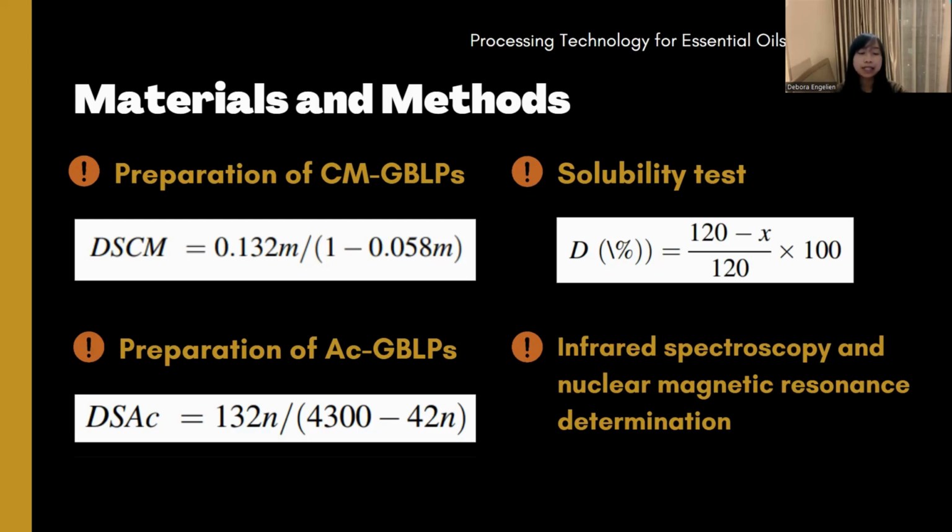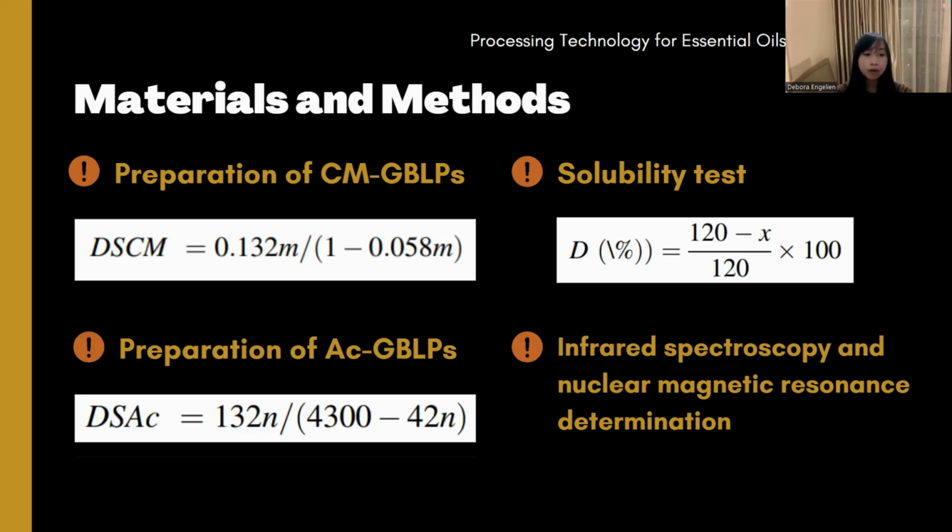But for the preparation of AC-GBLPS, or acetylation, it was referred to the method of C et al. In this part, 1 gram of GBLPS was dissolved in 25 milliliters of distilled water, and its pH value was adjusted to 9 with sodium hydroxide, 10 mole per liter solution. And the next 10 milliliters of acetic anhydride was slowly added to the above solution, and the pH value was adjusted with sodium hydroxide solution to keep the pH value between 9 and 10 throughout the process. And then after the above operation was completed, the reaction solution was left to react at room temperature for 2 hours. And then the pH value was adjusted to neutral with HCl solution.